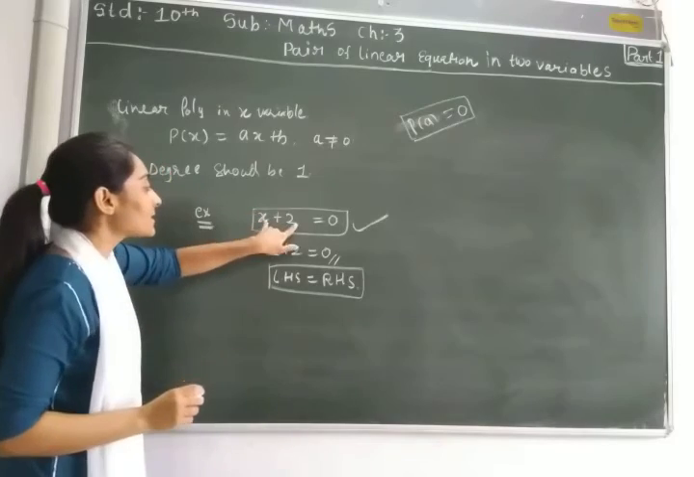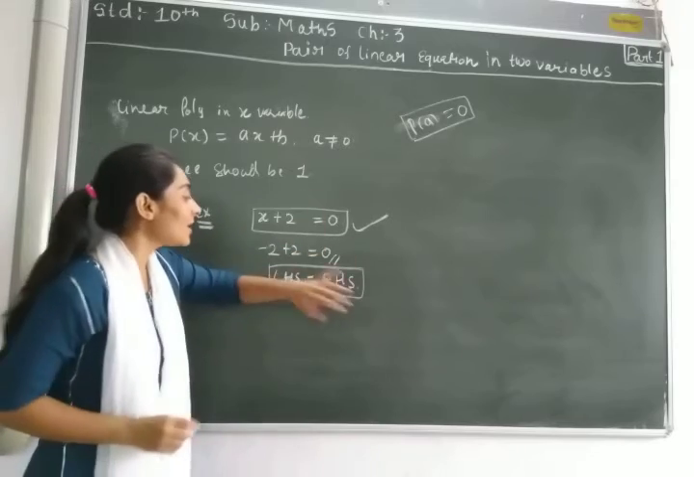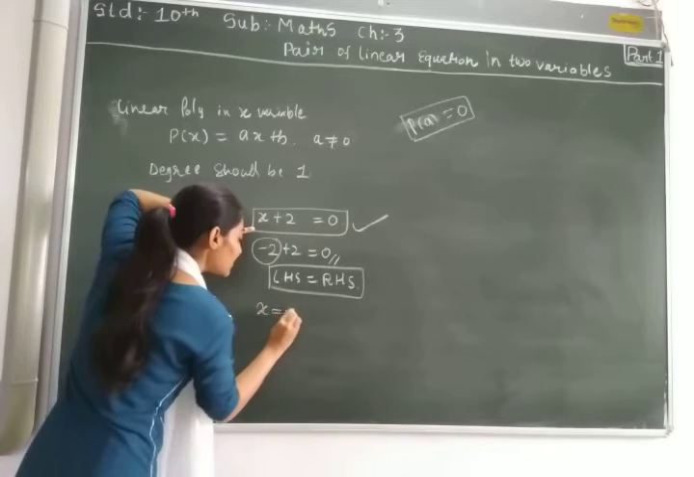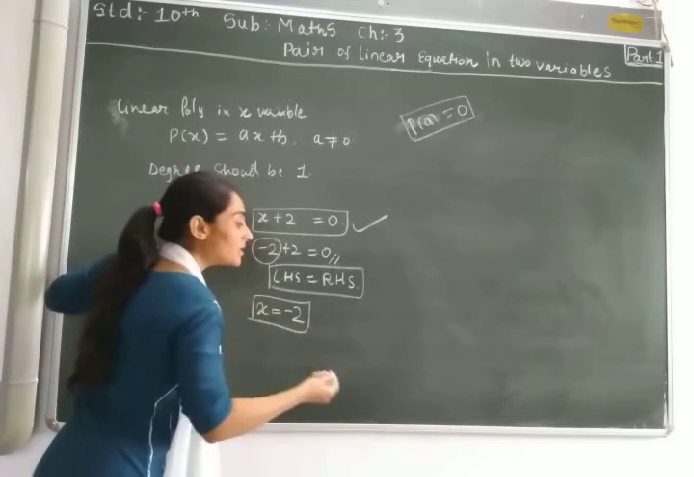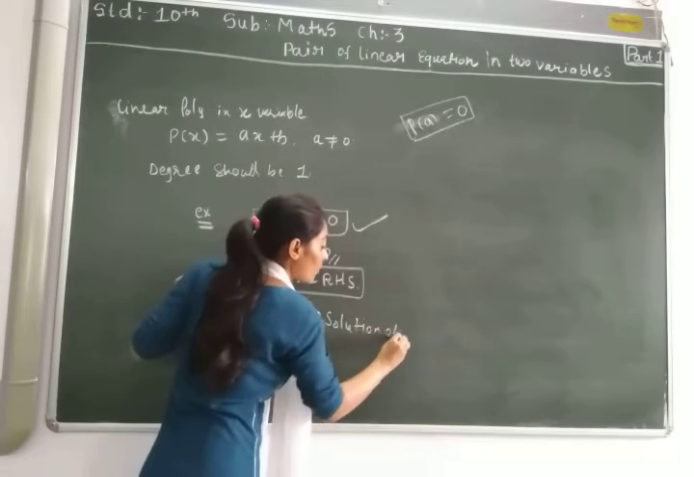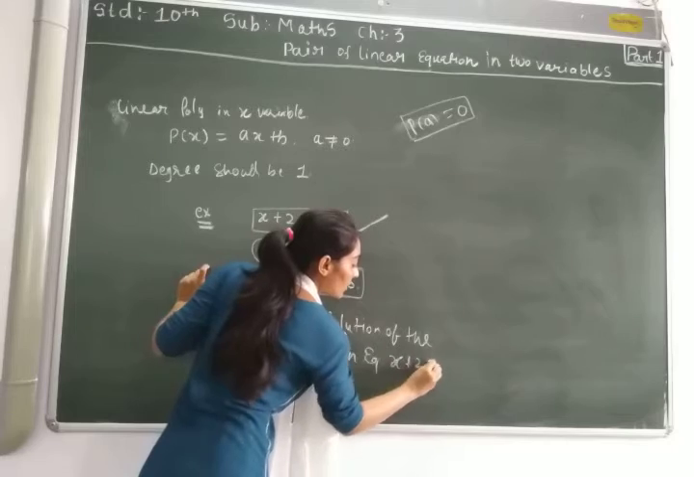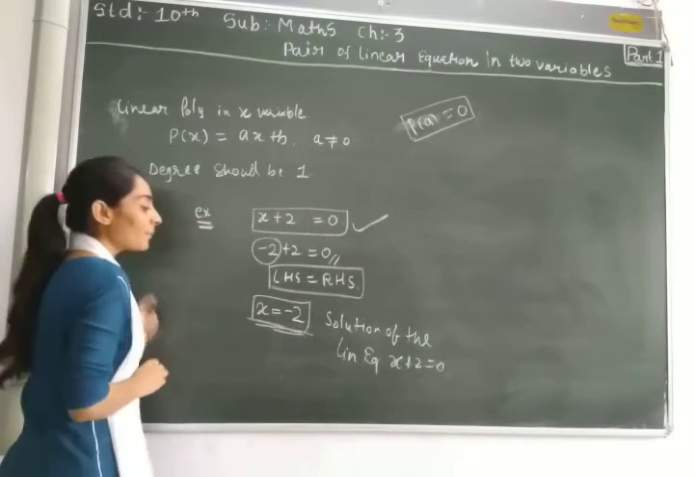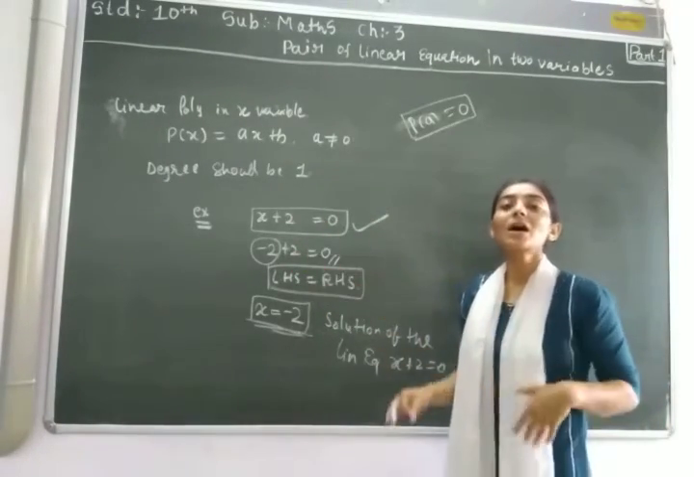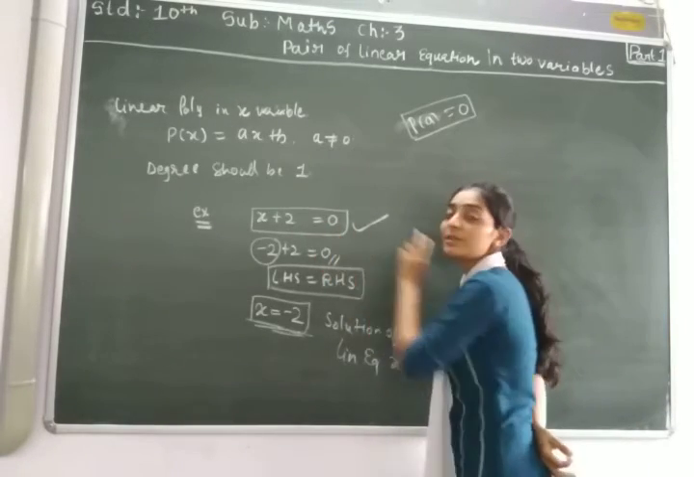While I am equating this equation, I am getting my left hand side equal to the right hand side. It means this x equals to -2 is one solution of the linear equation x plus 2 equals to 0. So this one is the solution of the equation. It's exactly the same like zeros of the polynomial, but the thing is given here in the form of equals to.